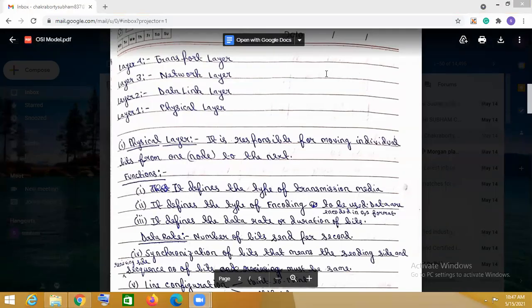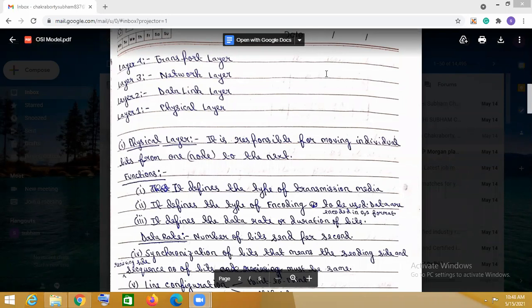It also defines the data rate or the duration of the bits. Now, what is the data rate? Data rate means the number of bits sent per second. So how many bits will be sent per second? It is defined by the physical layer. The physical layer defines how many bits can be sent from sender to receiver per second.